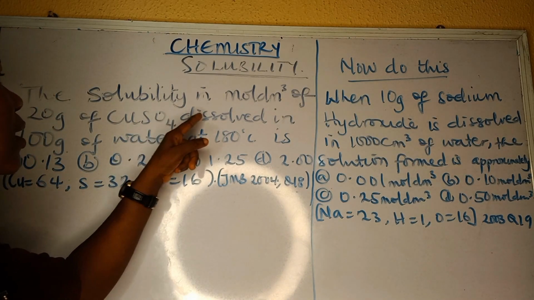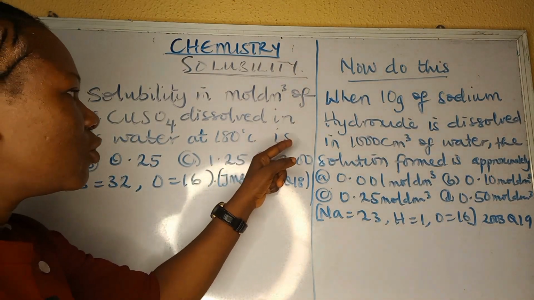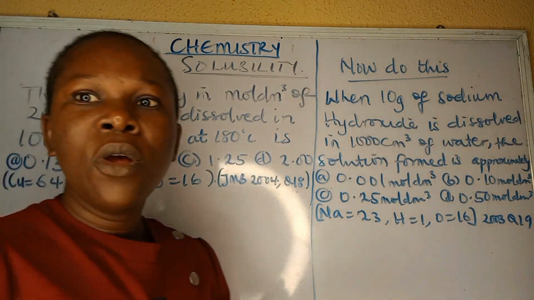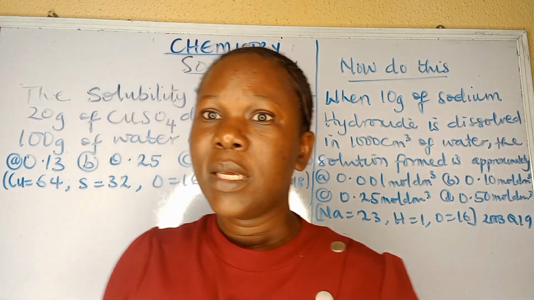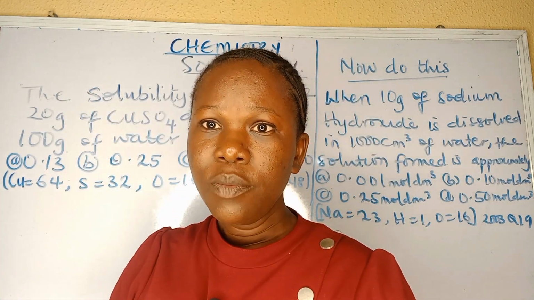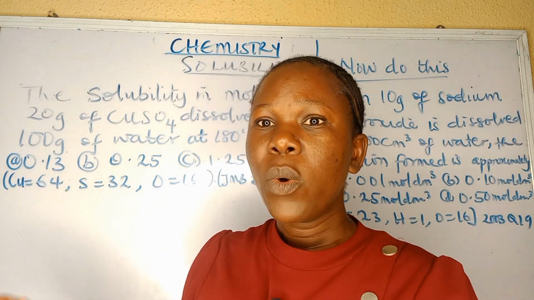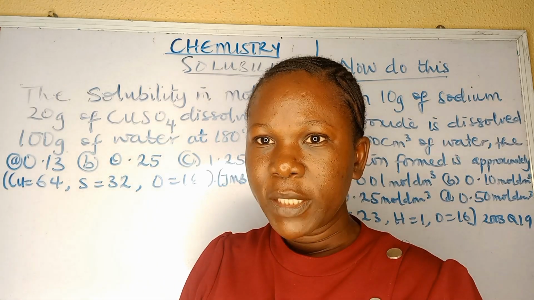Now, the solubility in mole per dm cube of 20 grams of copper sulfate, or copper(II) tetraoxosulfate(VI), dissolved in 100 grams of water at 180 degrees Celsius is what? Now, solubility actually can be in the form of mole per dm cube, that is, the unit is mole per dm cube or gram per dm cube. But the question here is involving mole per dm cube.